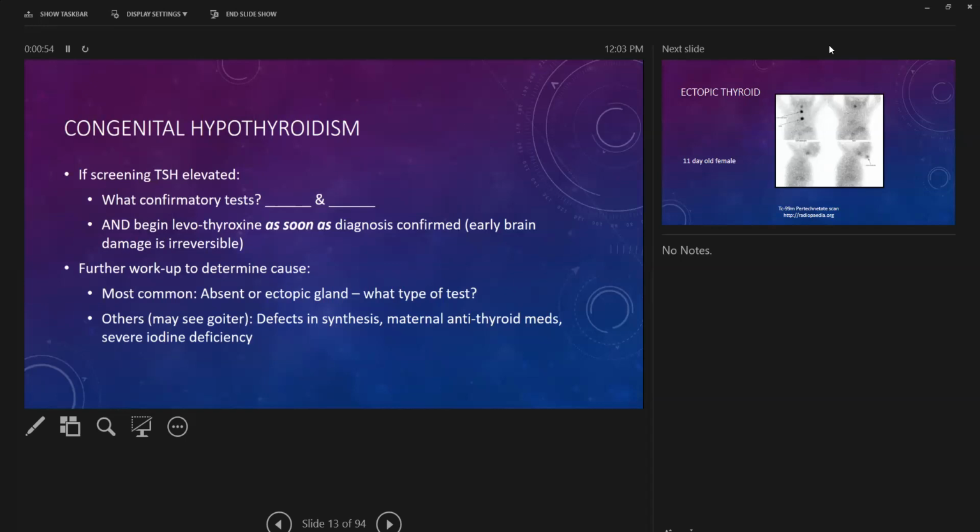an abnormality of the thyroid and cause hypothyroidism if either the mother is taking antithyroid meds or she is making an antithyroid antibody, or severe iodine deficiency. If you've got severe iodine deficiency, you're most likely maybe going to see this goiter.